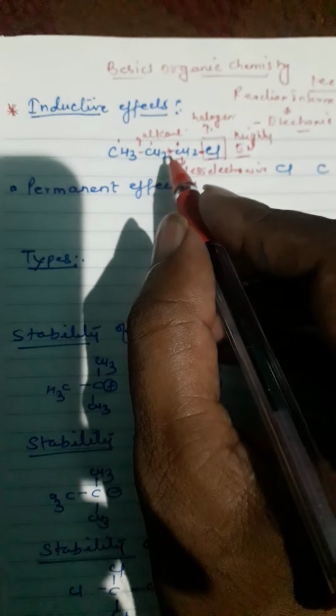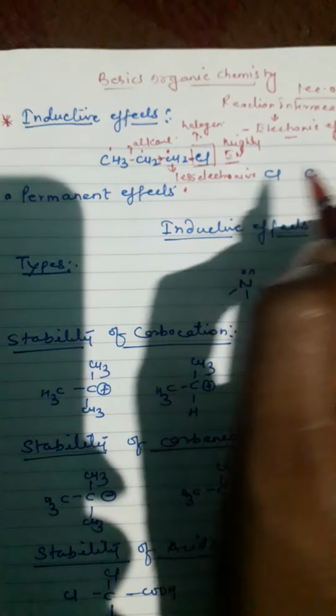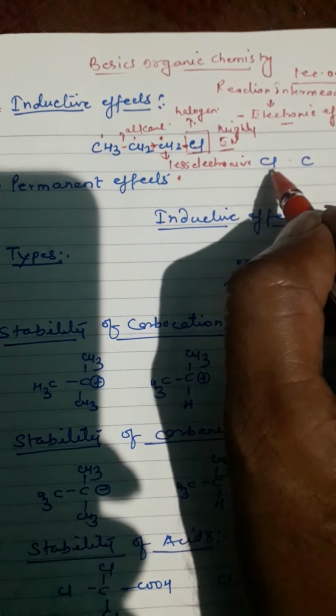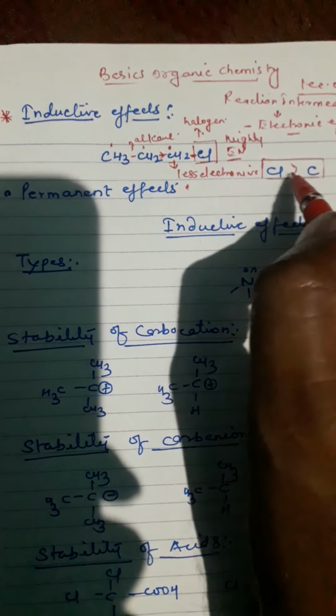There are two types, and it is a permanent effect. It means it happens in the molecule continuously. The electronegativity of chlorine is much higher, so chlorine receives electrons from this moiety. This is a permanent effect.